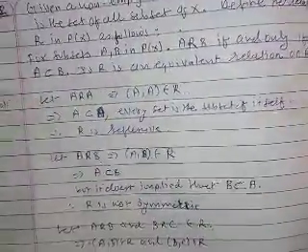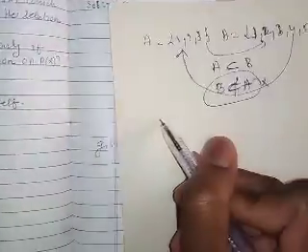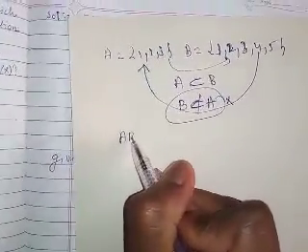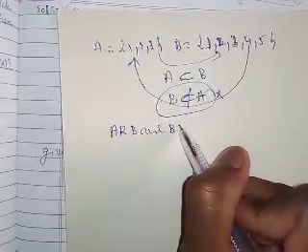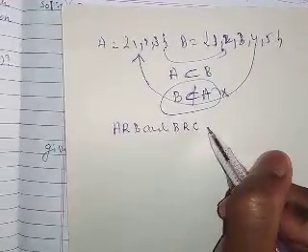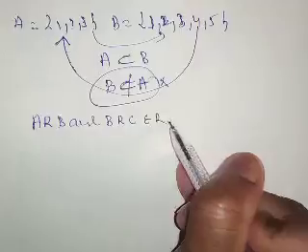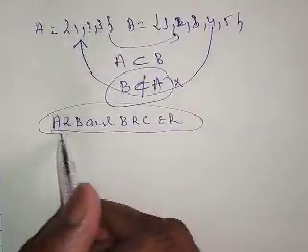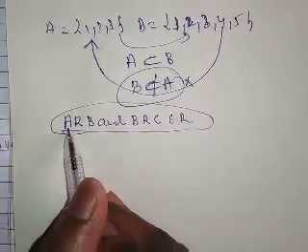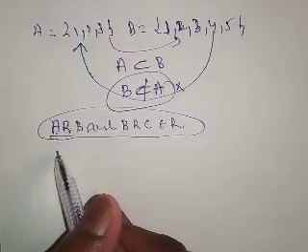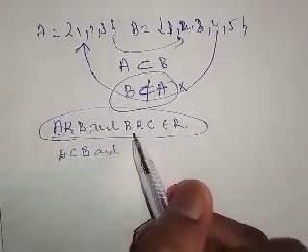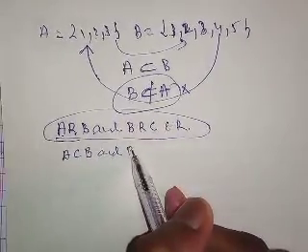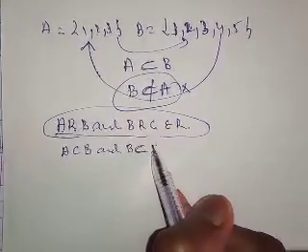Now, the third property we have to prove is transitive. How will it be? If A R B and B R C imply (A, C) belongs to R, then it will be transitive. What is A R B? A R B means A is a subset of B, and B R C means B is a subset of C.